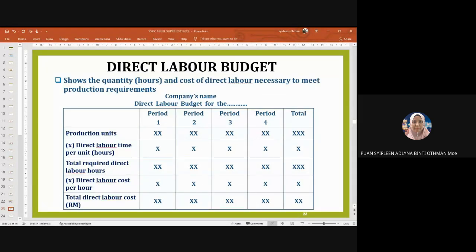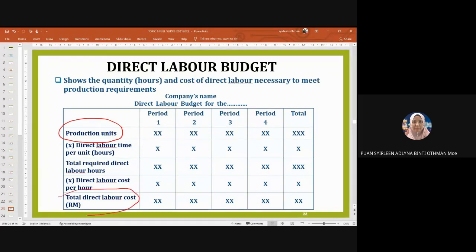Direct labor is actually easy, because I just need to know how much I need to pay my labourers in order to produce that amount of product. So we need to derive it from the production units. When I know how many units I need to produce, I know how much labor I need to pay, because we know one product needs how many hours. Each laborer is paid how much for one hour rate, so you can use that information to calculate the total direct labor cost.